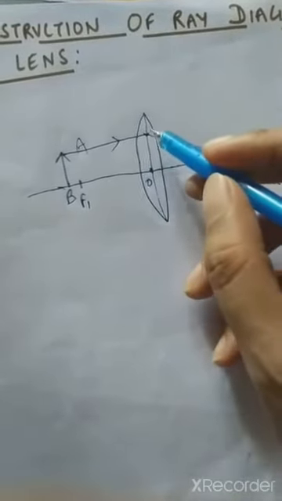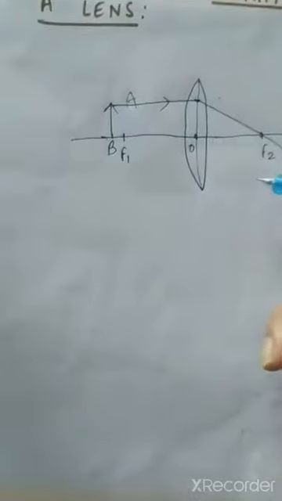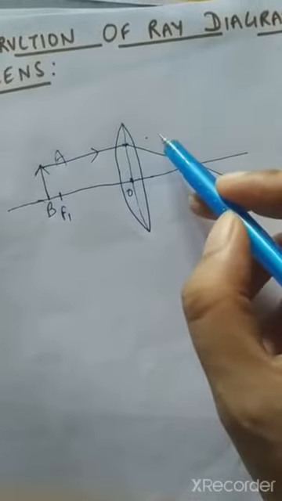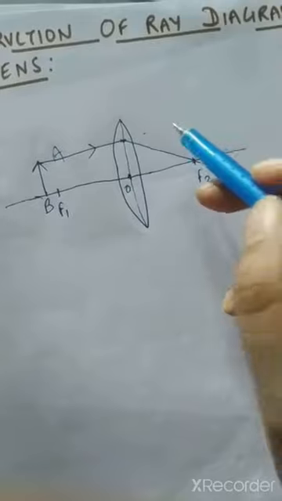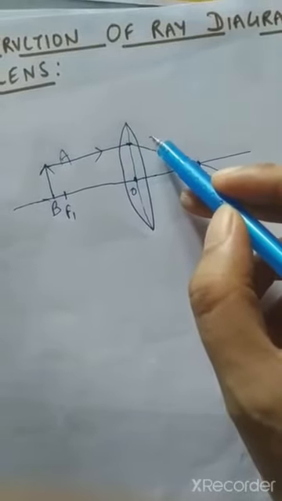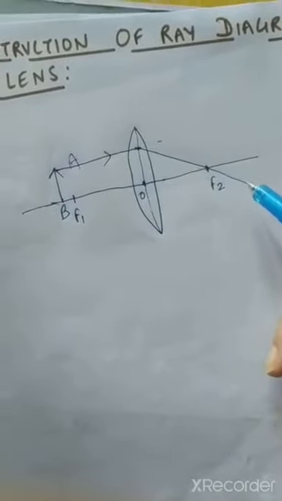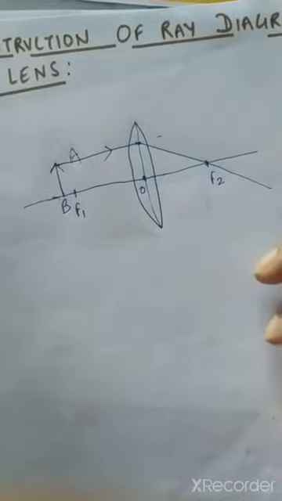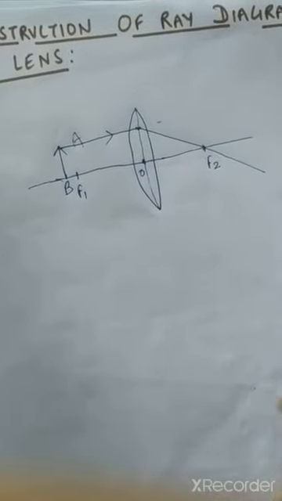Because what the students do is take this line outside and then draw. If you take this line outside and then draw the convergence, that represents that the ray passes through the lens undeviated. So it's completely wrong.